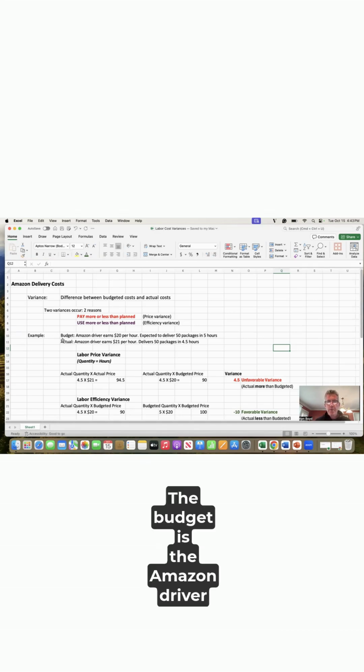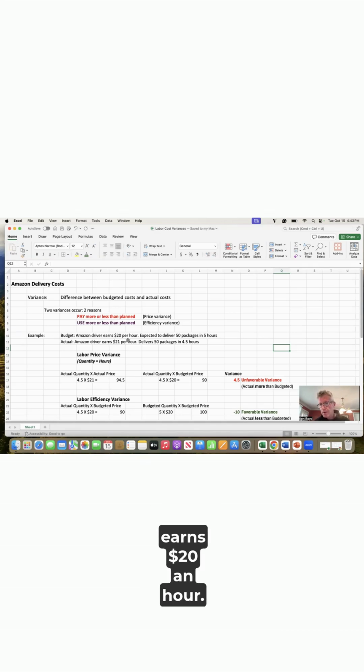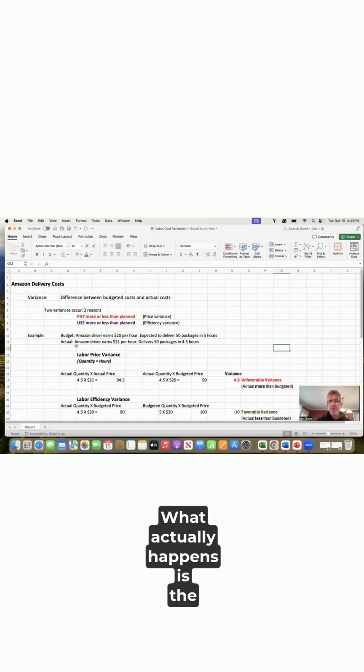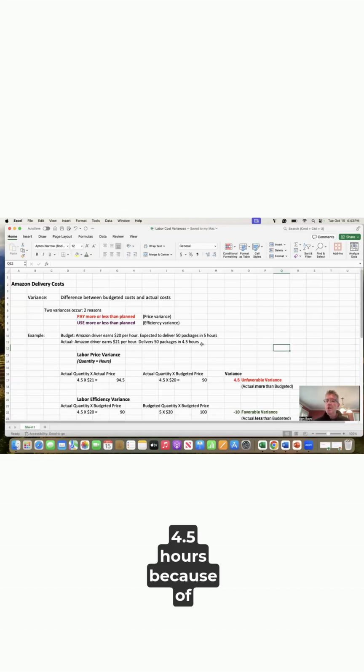So here's my example. The budget is the Amazon driver earns $20 an hour. They are expected to deliver 50 packages in 5 hours. What actually happens is the Amazon driver earns a little more, a $21 an hour rate. They deliver 50 packages in only 4.5 hours because of the use of AI. So the first thing we have is a labor price variance.